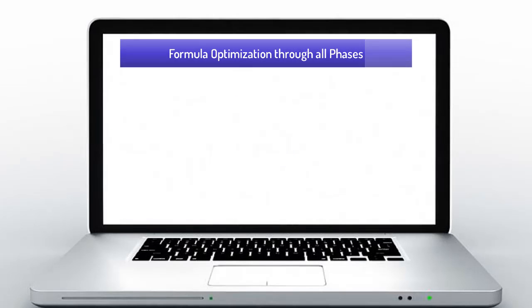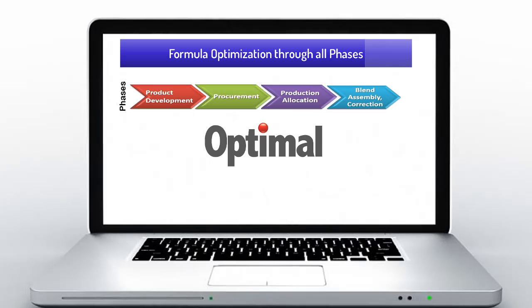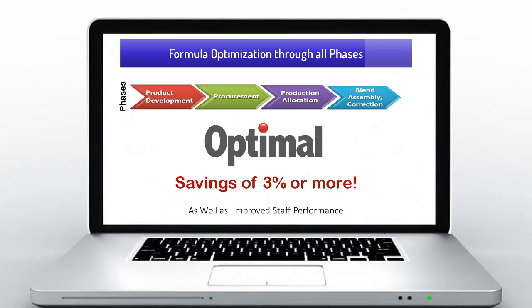Optimal Formulation provides formulation optimization through all phases of formulation: product development, procurement, production allocation, and blend assembly and correction. Creating optimal recipes in each phase of formulation, Optimal Formulation enables users to achieve measurable savings of 3% or more of materials cost.